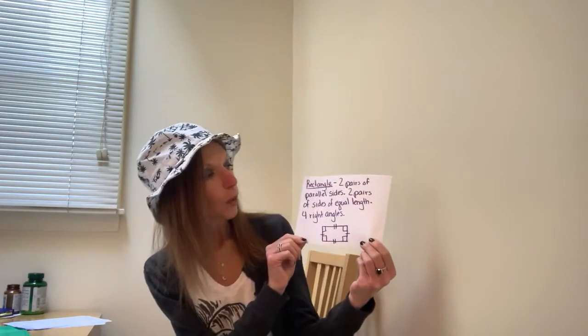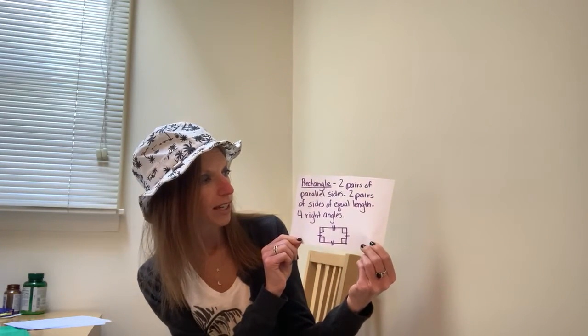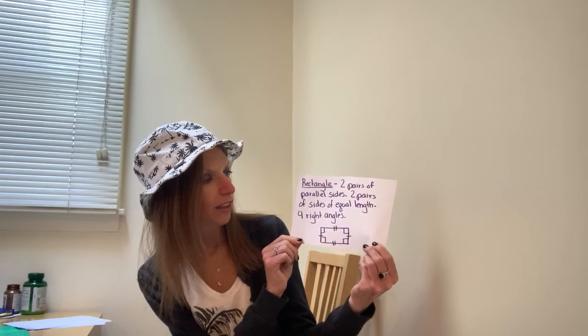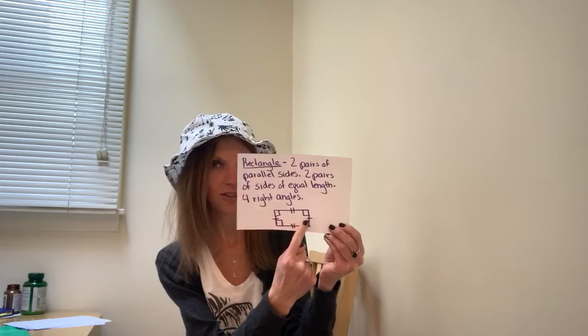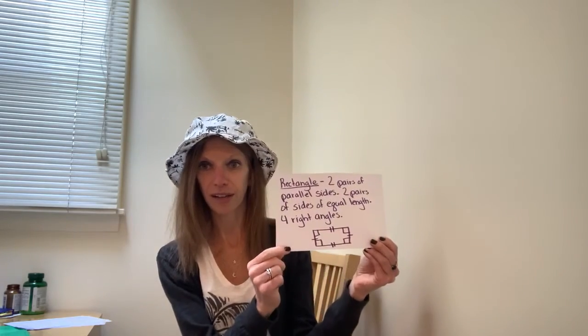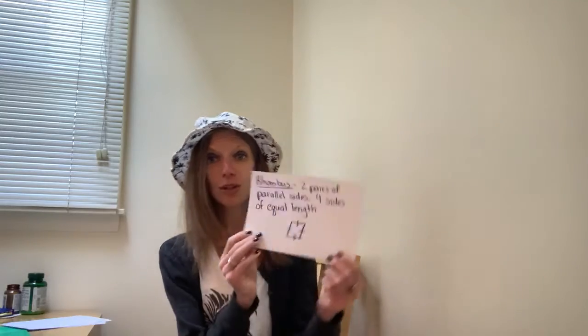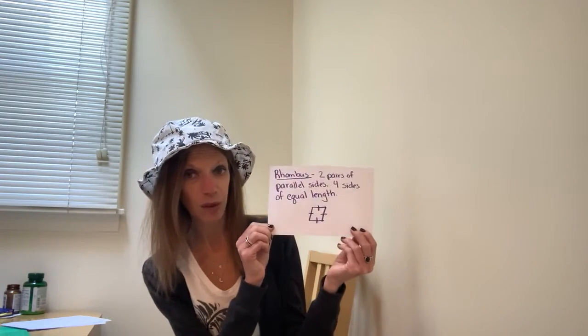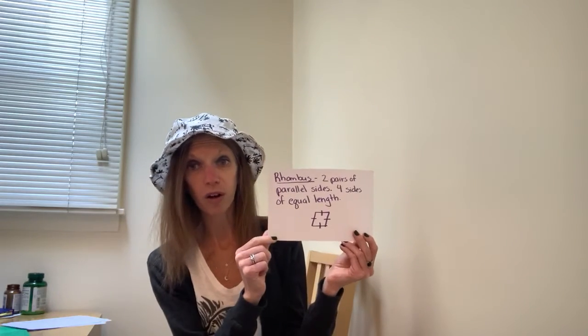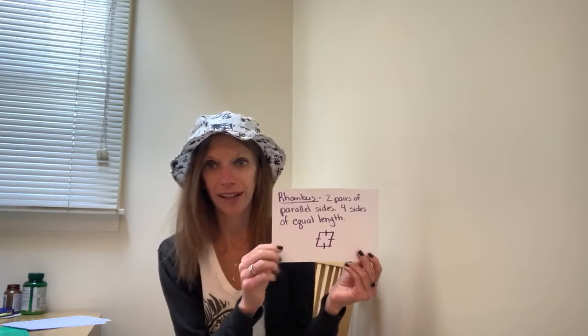Okay. Here we have our rectangle. We have 2 pairs of parallel sides, 2 pairs of sides of equal length, and 4 right angles. See how these 2 are equal length and these 2 are equal length, and then our 4 right angles. Oh, here's my favorite, the rhombus. Why? Because it looks like the square leaning over. All right, so the rhombus, 2 pairs of parallel sides, 4 sides of equal length. So the sides are all equal, but no right angles.